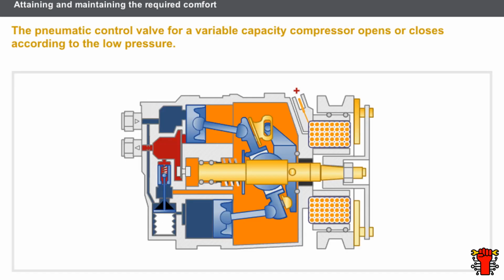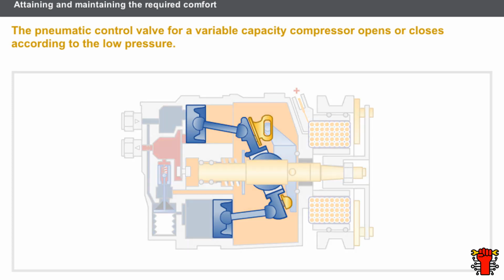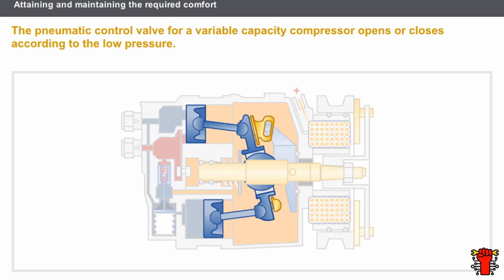We shall now look in detail at the control of the pneumatic control valve of a variable capacity compressor. As for the electric control valve, the capacity is modified by varying the angle of the oscillating plate, which causes the piston travel to increase or decrease. The angle of the oscillating plate develops according to low pressure. The control valve is not therefore managed by the air conditioning computer. The pressure of the circuit causes it to move.